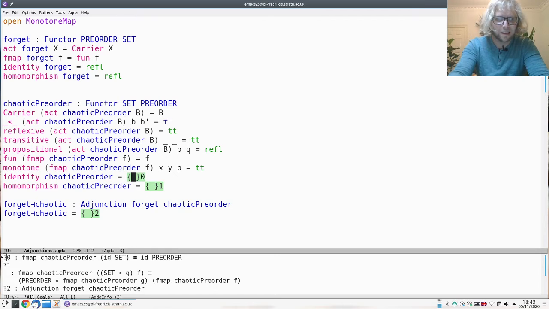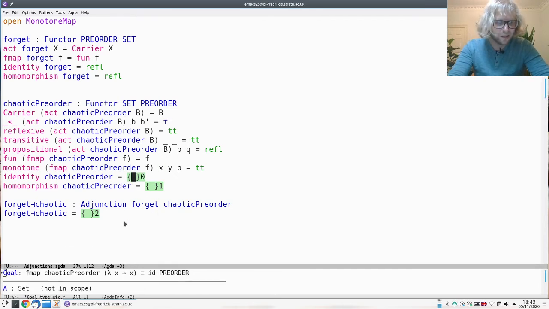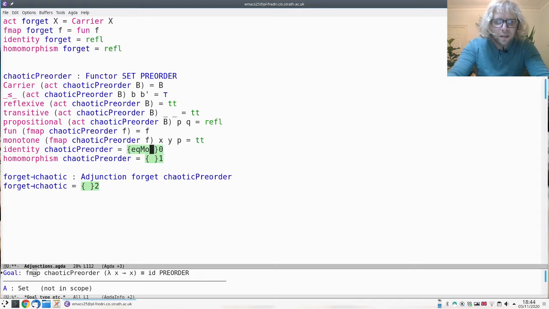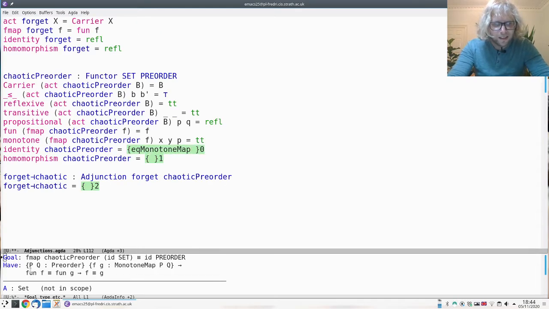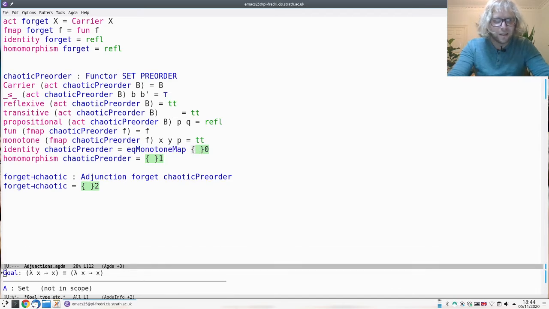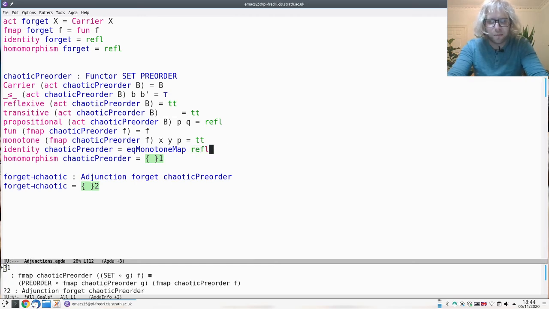Okay, and now finally I have to show that this preserves identities and composition. And here, this is not so easy to see maybe. What should we do? Well, we should remember that if we are trying to prove an equation between preorder morphisms, then we have this EQ monotone map, which says that it's enough to show that they're equal on the underlying functions. So that's going to make it easier because now the underlying functions on both sides are just the identity function. So it's provable by REFL.